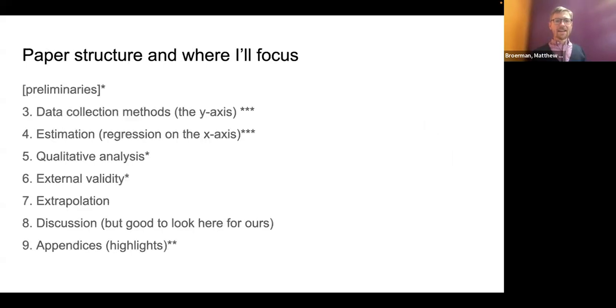Okay, so this is roughly where I spent my time actually. I'll say I've already done the preliminary, so we're just going to mostly focus on how they collected the data and how they did these estimations. And we can talk a little bit about the qualitative analysis and external validity. But maybe the thing that's most important from an AI risk perspective is out of scope right now.